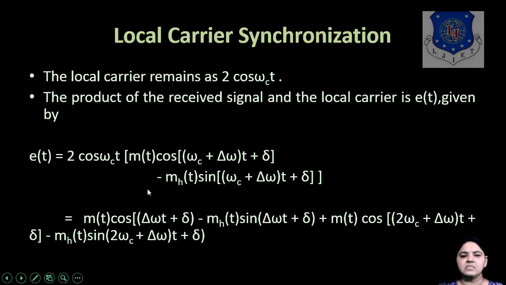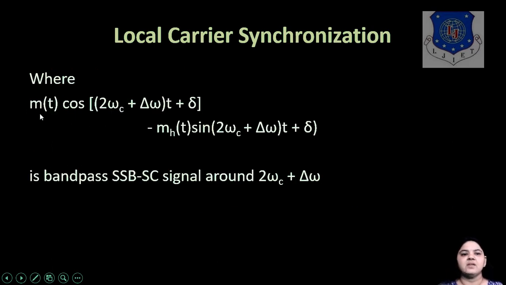This way, by opening these equations and applying the formula 2 cos A cos B, we have this equation: m(t) cos (delta omega t plus delta) minus m_h(t) sin (delta omega t plus delta) plus m(t) cos (2 omega c plus delta omega) t plus delta minus m_h(t) sin (2 omega c plus delta omega) t plus delta, where delta omega is the frequency shift, the Doppler shift, and delta is the propagation delay.